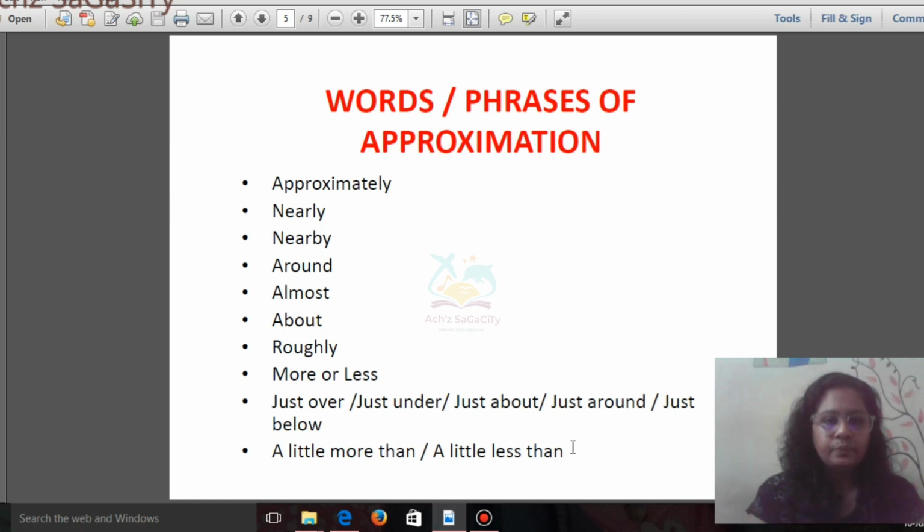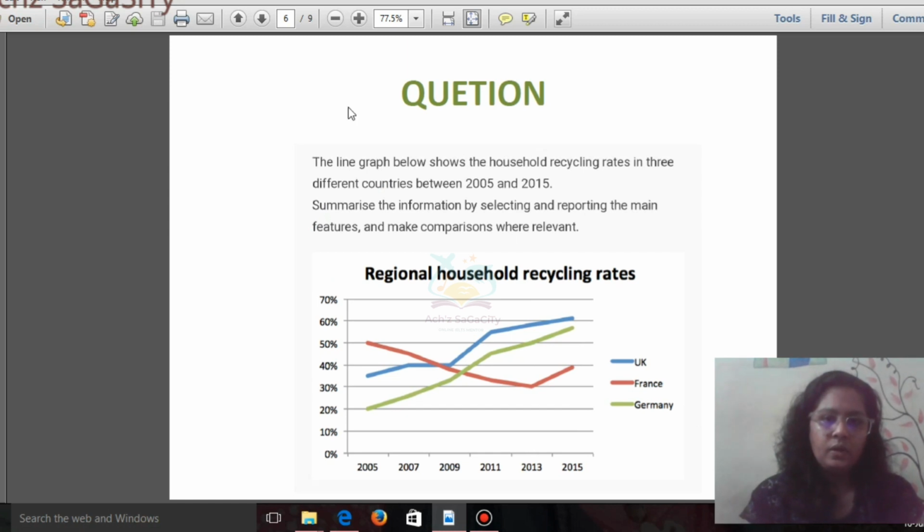Okay, so try to use approximation words properly. So here you can see the question which we are going to see today. The line graph below shows the household recycling rates in three different countries between 2005 and 2015. So this is called the question prompt, which you need to paraphrase. Then after that, the instruction and also one chart you can see.